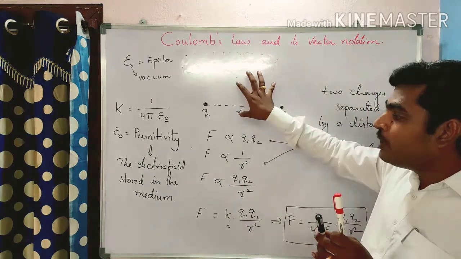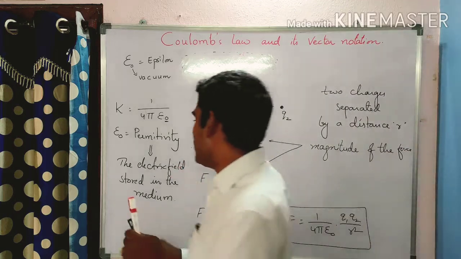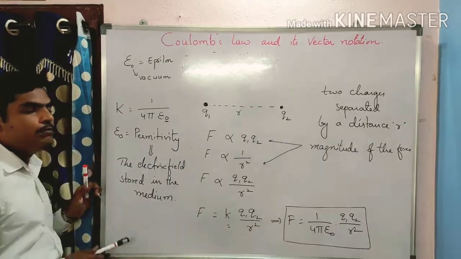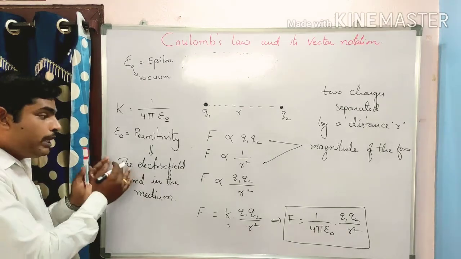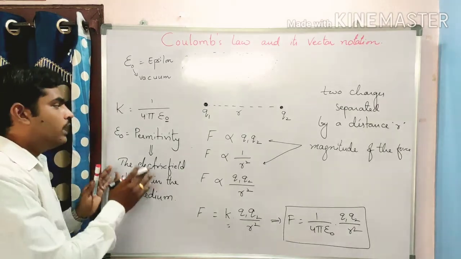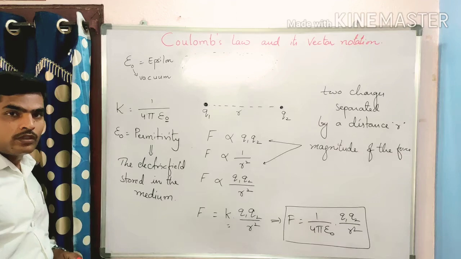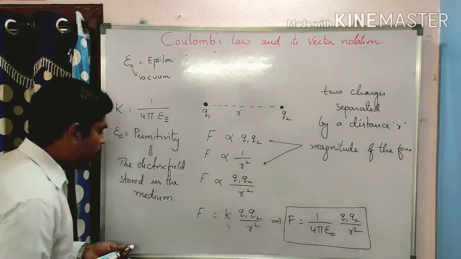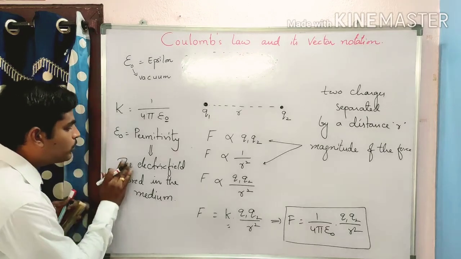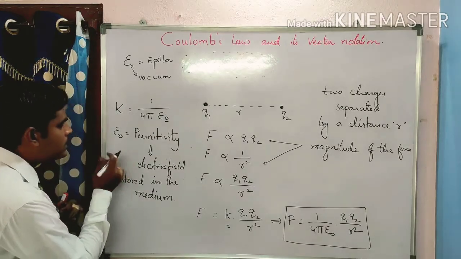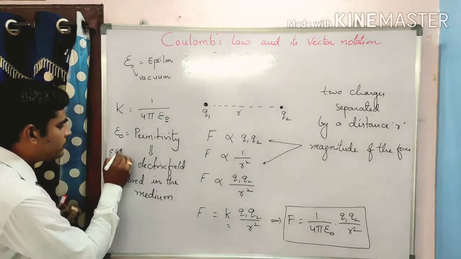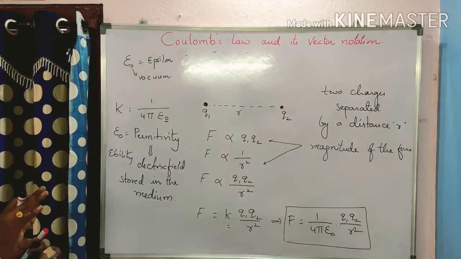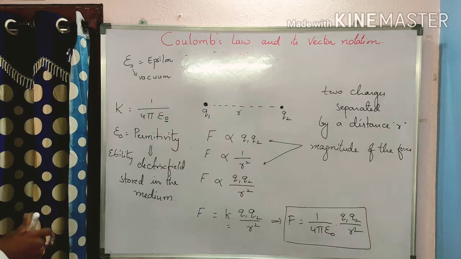So that ability of storing some electric field, the ability of the medium to store the electric field, is called as permittivity. Okay, now I'll correct it: the ability of the medium to store the electric field in it is called as permittivity.